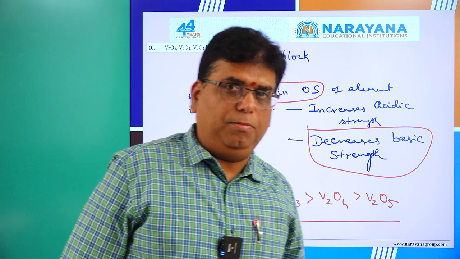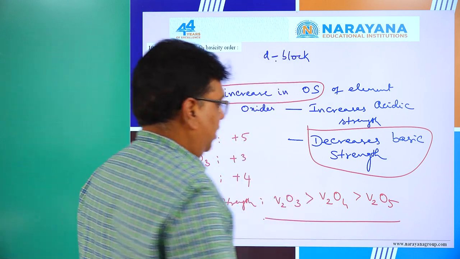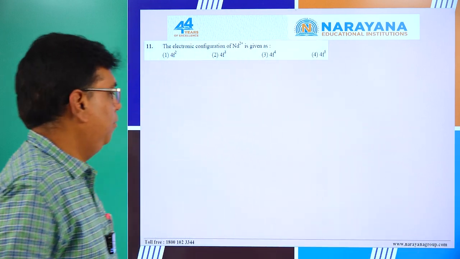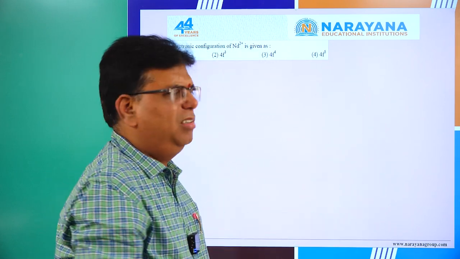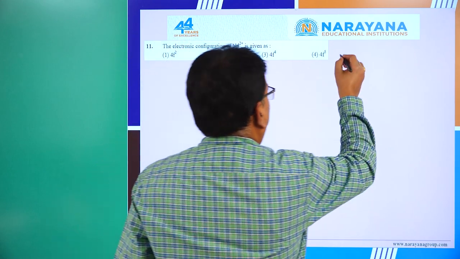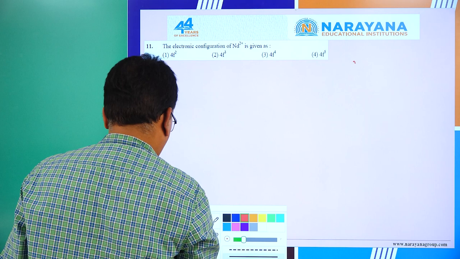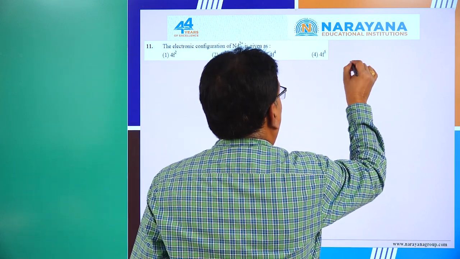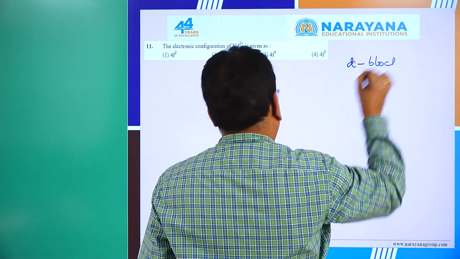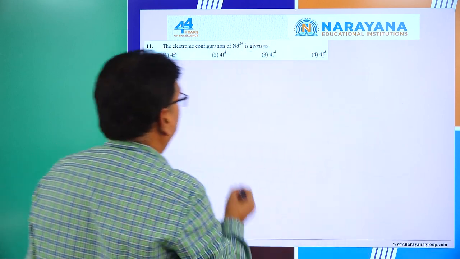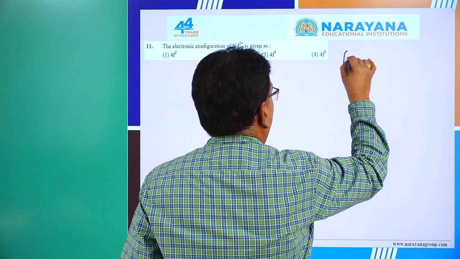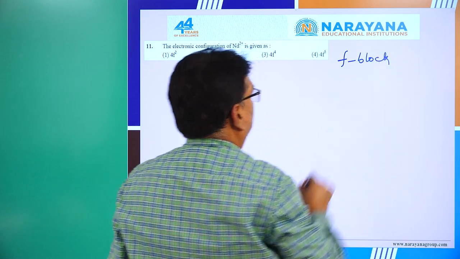So, 10 questions are over. Now, let us go to question number 11. The electronic configuration of neodymium in its plus 2 state. This is periodic-wise electronic configuration. We can take it in any chapter, general question. Sorry, it is F block, neodymium.